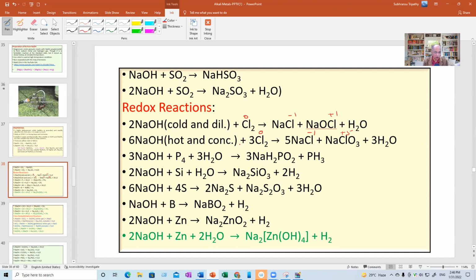So this is hot and concentrated NaOH. With phosphorus, it will produce phosphine. Phosphine gas is produced when phosphorus reacts with concentrated NaOH. And this is the balanced equation. You have to take the help of water. Phosphorus goes from 0 to +1. This is hypophosphite.